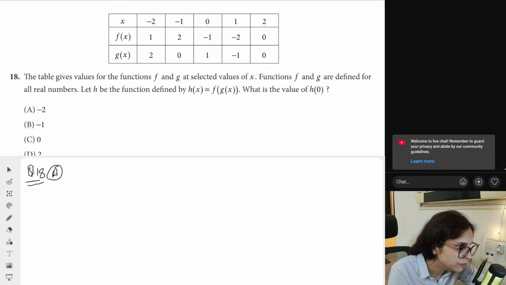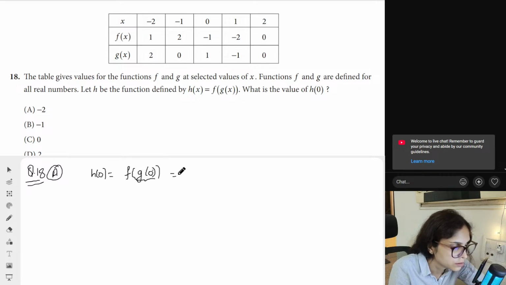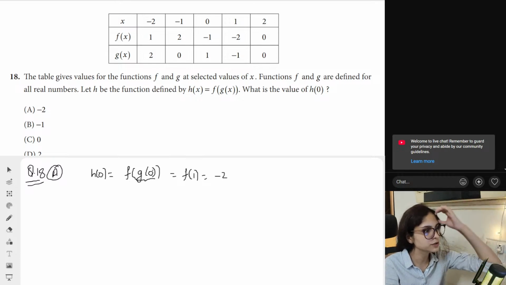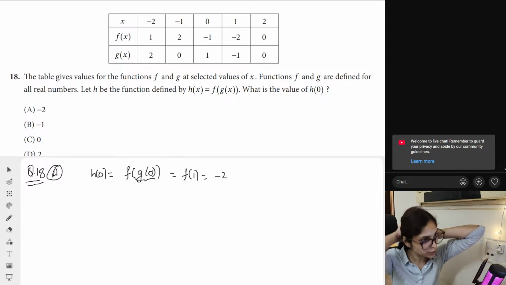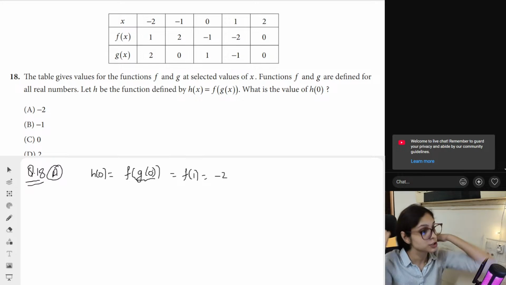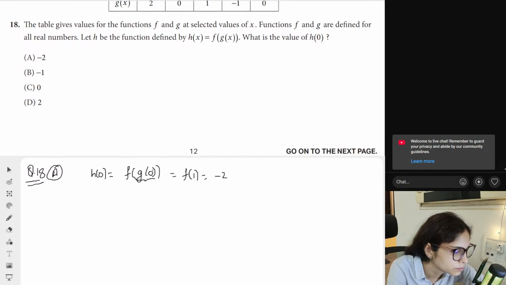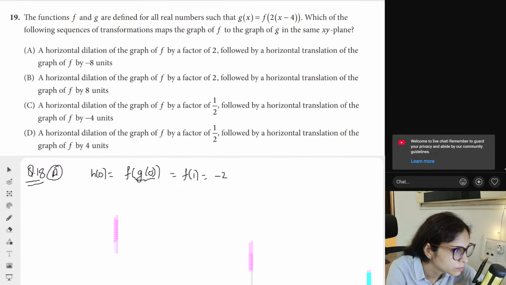So you can see the graph. So h of 0 is going to be f of g of 0. G of 0 is 1, f of 1 is negative 2. When x is equal to 0, g is 1. And when x is equal to 1, because now it has become f of 1, f is negative 2. Here.